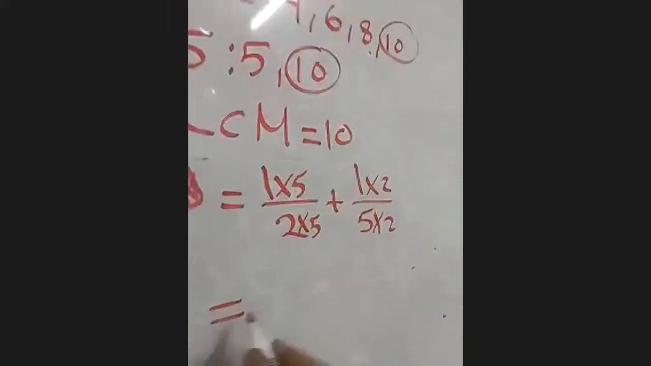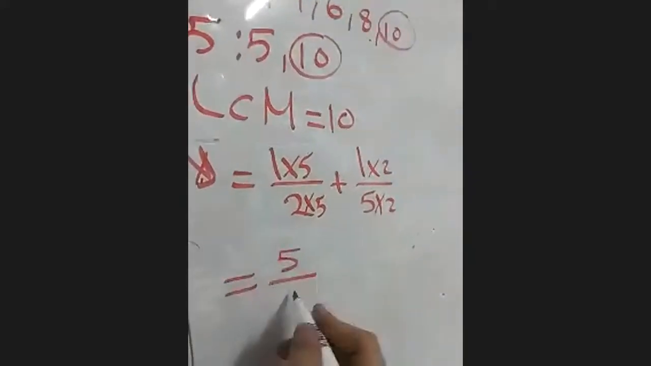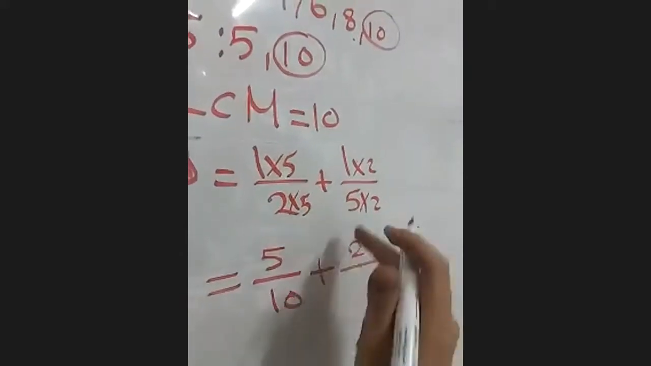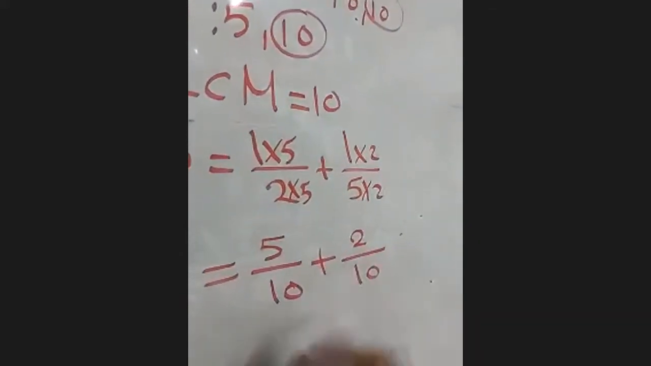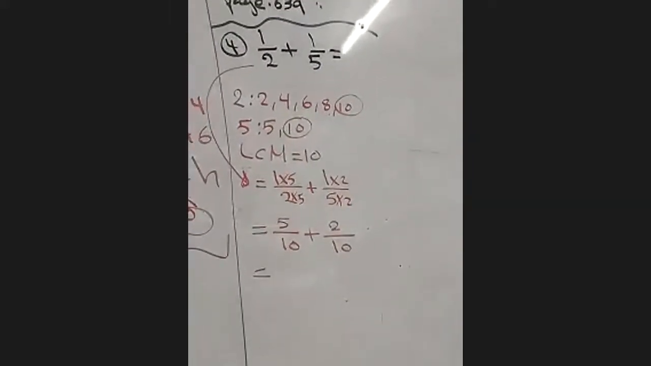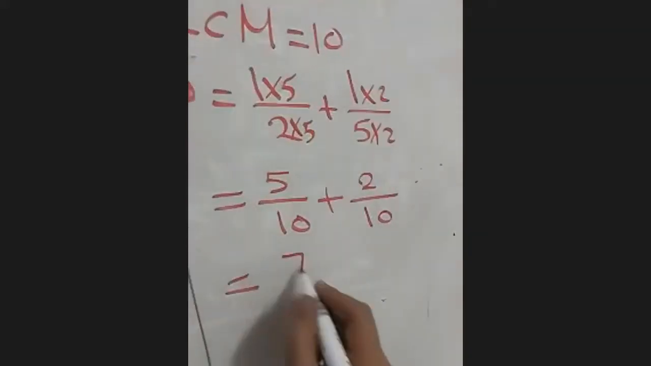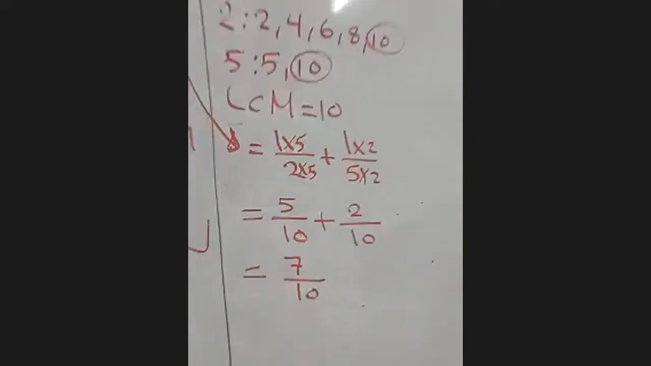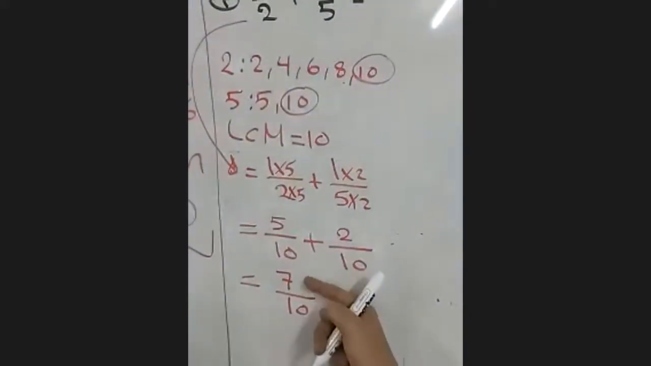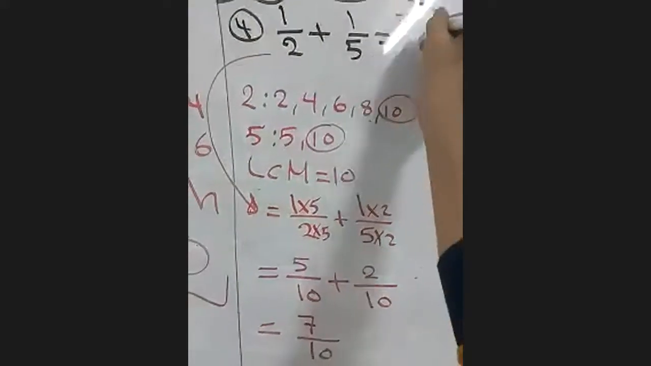Now let's find the answers. 1 by 5 is 5 over 10, plus 1 by 2 is 2 over 10. This is equal. What will I do? Now we will add 5 and 2. How much? 7 over 10. So the answer of question 4 is what? 7 over 10. We write the answer here.